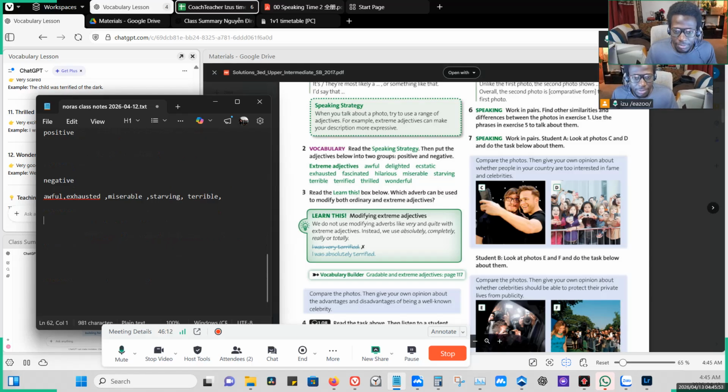All right. These are some of the words we can use. Although there are more, these are some of the ones we can use. We have absolutely. We have completely. And we have really. This is a very common one. And we have totally.